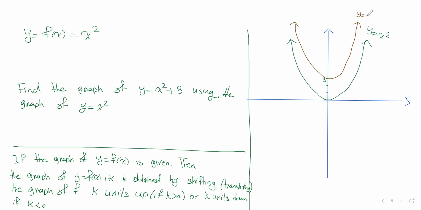So this is the graph of x squared plus 3. This is a rough graph, okay? But you got the point. So if I want to look at the graph of x squared minus 2, I shift 2 units down, right? So let's do this one.